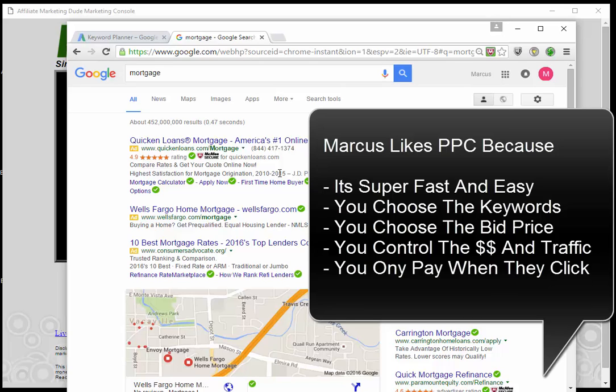Now, don't get scared. There are ways to do this very conservatively and make a lot of money, which I'm going to show you.